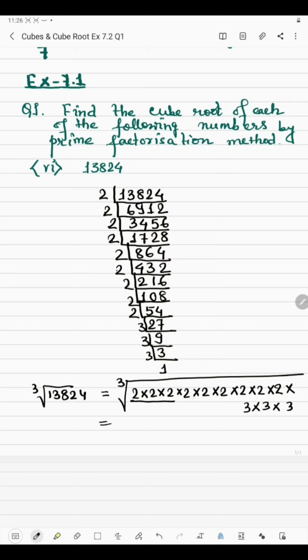So here we have a group here and here. Now from each group of 3 numbers we'll take 1. From here we'll take 1, from here 1, and from here 1. So 2 2s are 4, 4 2s are 8, 8 3s are 24. So the cube root of 1 3 8 2 4 is 24.